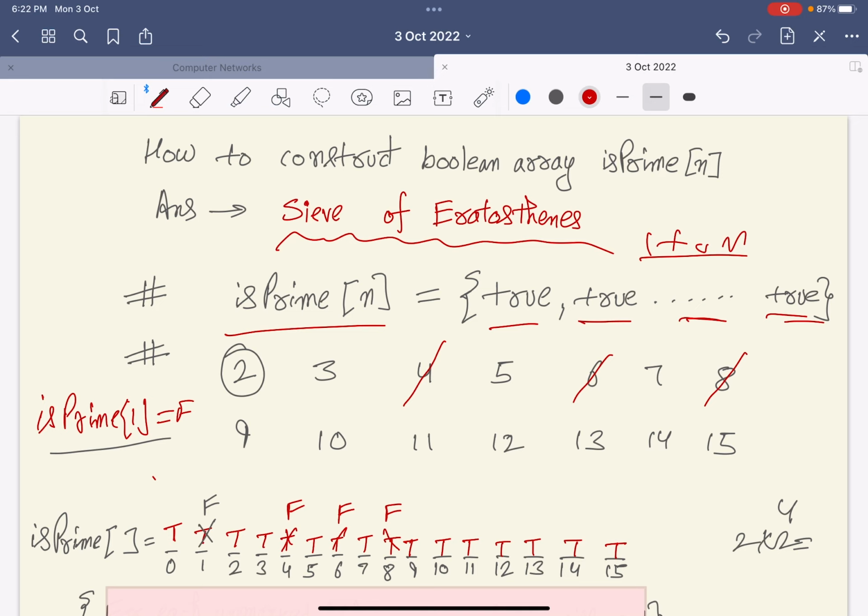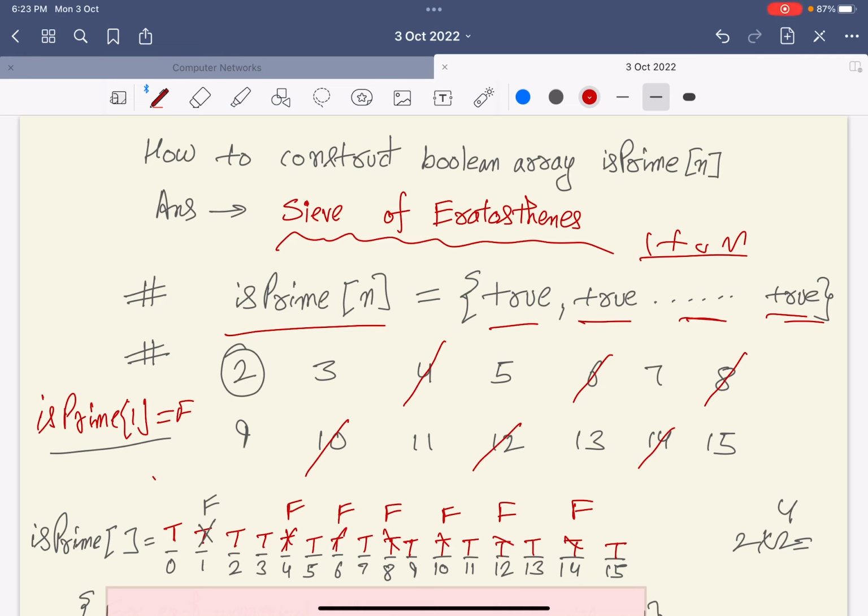Then I go to the next multiple of 2, that is 10, then the next multiple, 12, then 14. So I mark all the multiples of 2 as false: 10, 12, and 14. All the multiples of 2 are marked as false because they have 2 as their prime factor, and they are composite numbers, right? They are multiples of 2, so they are not prime. They have to be marked false.